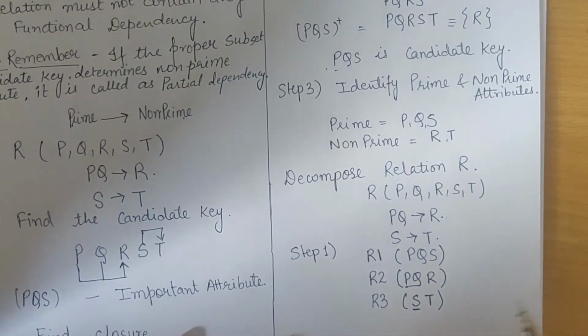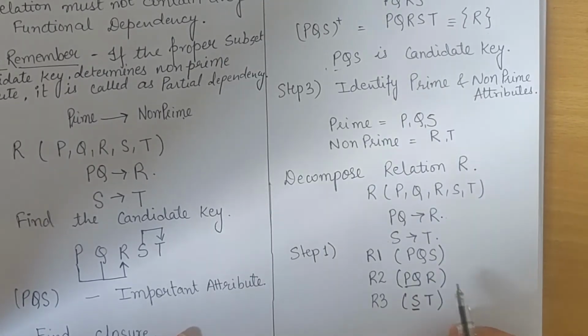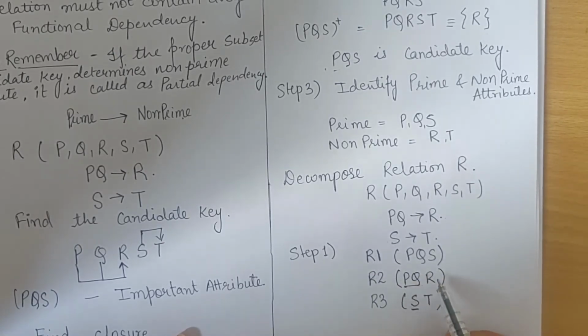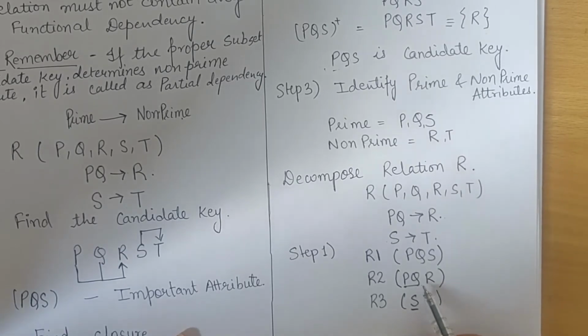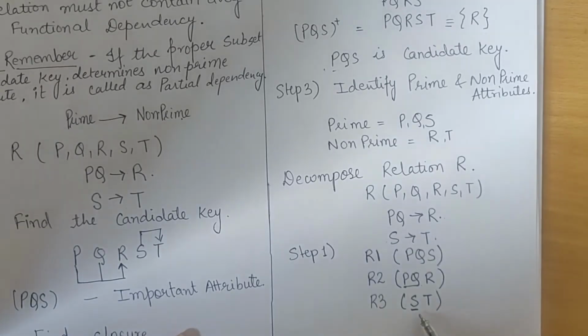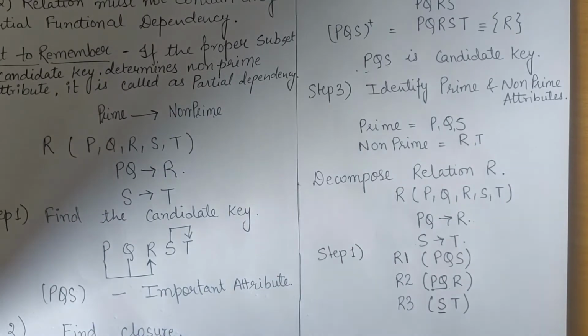Okay. Now check whether any functional dependency is pending. For this table PQS, all are candidate key. For another table PQ is the key, that means prime attributes are PQ, non-prime attribute is R, and entire PQ is determining R. So R is fully functionally dependent on PQ. There is no partial dependency. For the third table S is the key and T is fully functionally dependent on S. So now we can say that this relation is in 2NF.